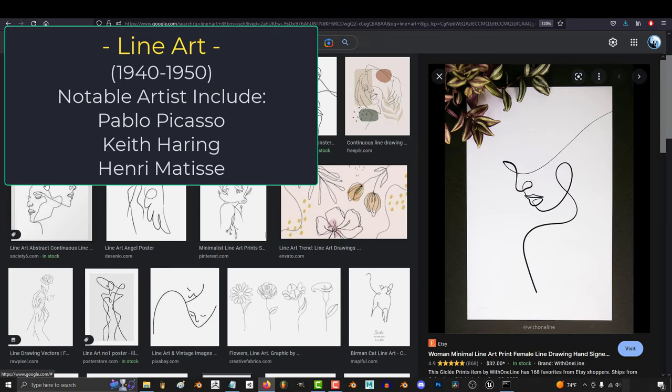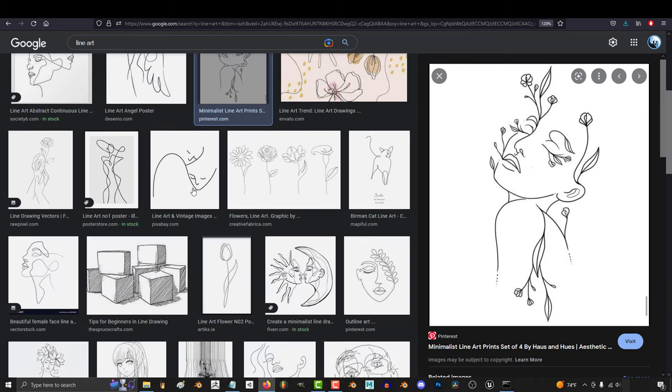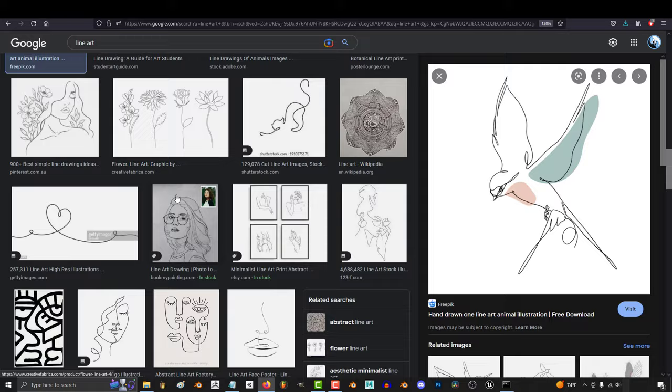Line art. Generally, any image consisting of a distinct straight or curved line against a usually plain background. It's one of the oldest styles, but it's still one of everyone's favorites.